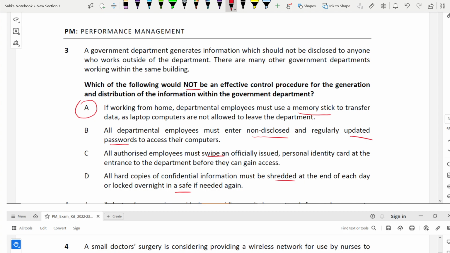Why? Because a memory stick is likely to be lost also, right? Some information might be left in your home computer. Possible.